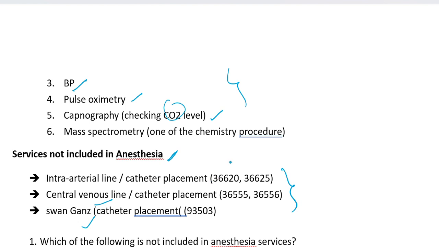So while giving anesthesia, if these services are also performed, then you have to code the anesthesia service, that is the 0 series code, and also code this procedure code separately, because these are not included in the anesthesia service. For example, anesthesia service is given and these services are performed: BP check, pulse oximetry, capnography, mass spectrometry, or EKG, ECG.